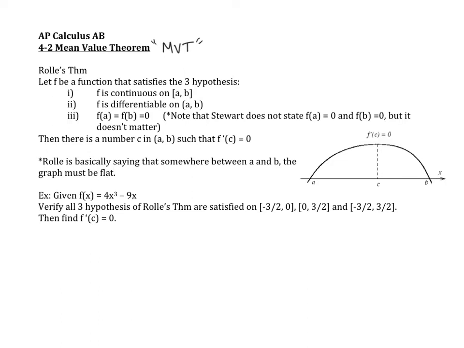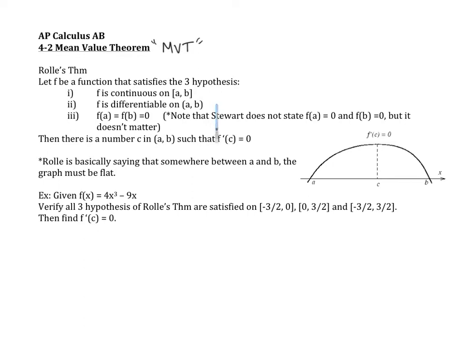Rolle's theorem says, let f be a function that satisfies the three hypotheses. F is continuous on [a, b], and notice it's a closed interval. F is differentiable on the open interval (a, b), so it's continuous on the closed interval but differentiable on the open interval. And the third condition is that f(a) equals f(b), which equals 0.